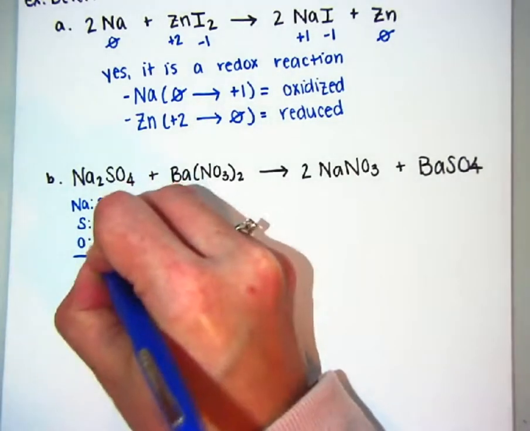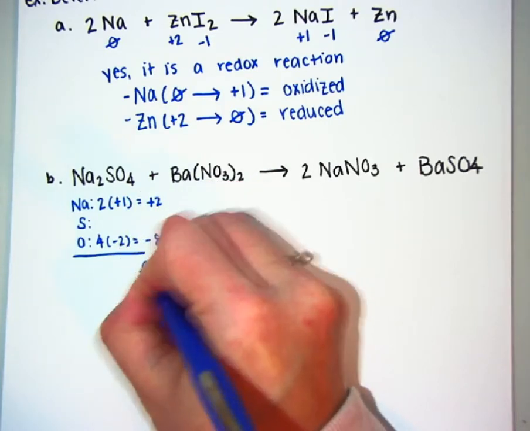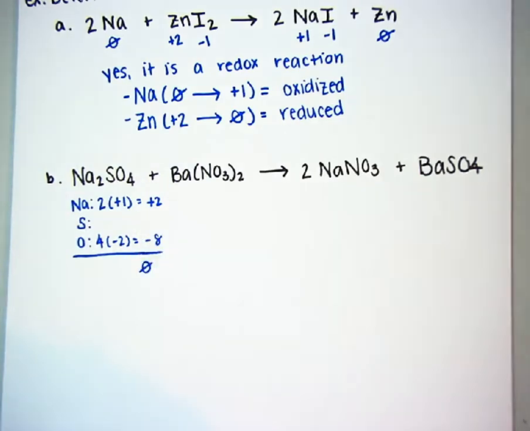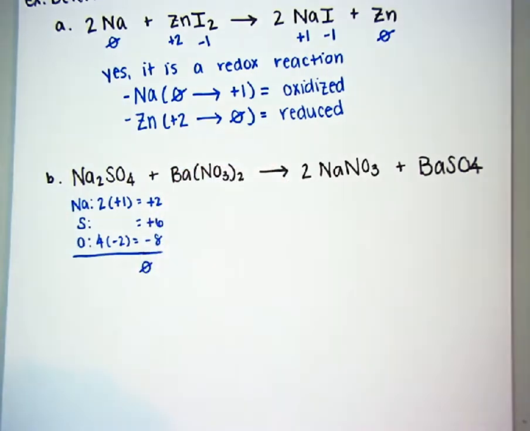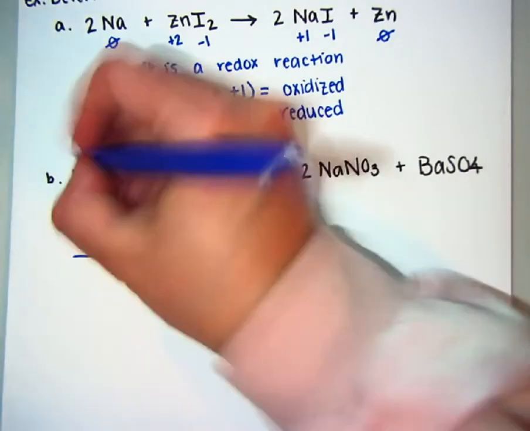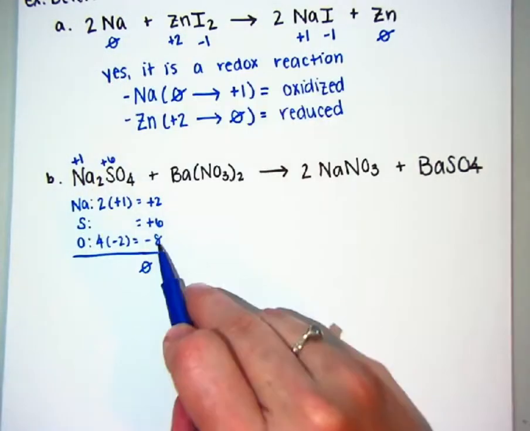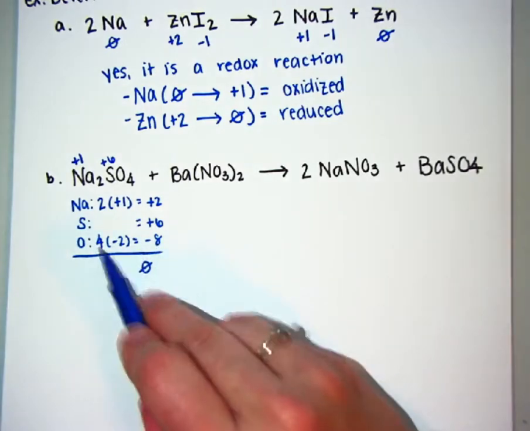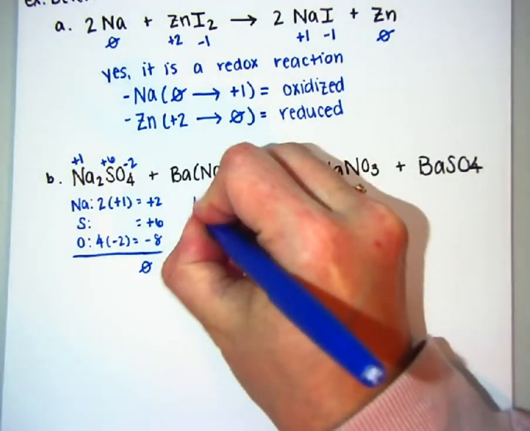4 oxygens. Oxygen has an oxidation number of -2. I know that the sum of my oxidation numbers must equal 0. Therefore, sulfur has to be positive 6. When we're determining oxidation number, it's of each individual atom. So for sodium, I wouldn't put positive 2. Each sodium is positive 1. We figured out sulfur is +6. And again, don't put -8 for oxygen. There are 4 oxygens, each with a -2. Let's do the same thing for barium nitrate.